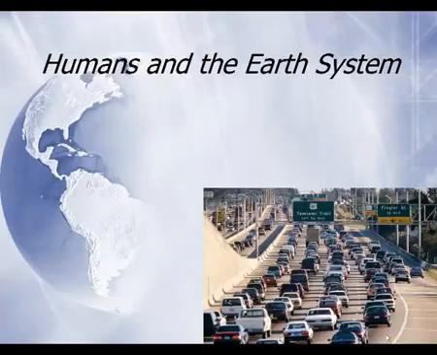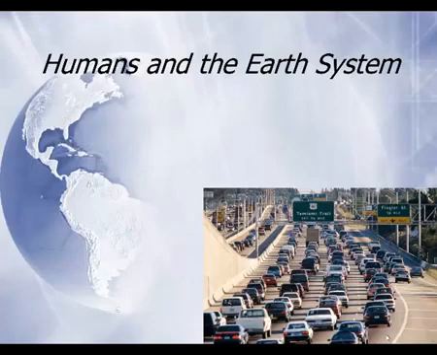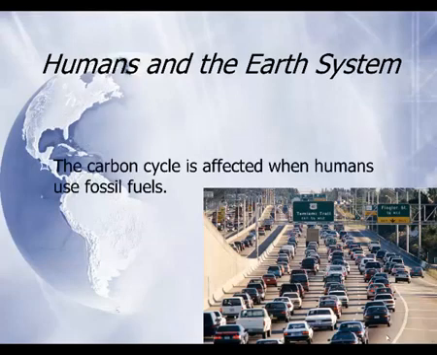Humans in the Earth system. All natural cycles can be altered by human activities. So we've talked quite a bit in the past about natural cycles on our planet. These natural cycles are easily influenced by the actions that we have. The carbon cycle, for example, is affected when humans use fossil fuels. So as we burn fossil fuels in automobiles, as we use them in industry, those fossil fuels, as we burn them, release carbon dioxide into the atmosphere. Carbon dioxide is thought to be a greenhouse gas that traps heat. If that is the case, we are slowly going to notice an increase in temperature worldwide.